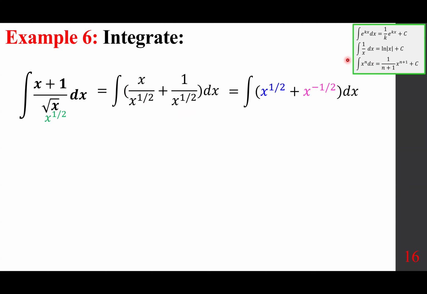So what happens next? We use the power rule on each case. This one is 1 over 1/2 plus 1, x to the power of 1/2 plus 1.